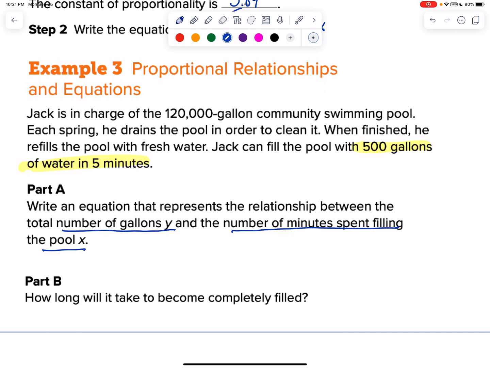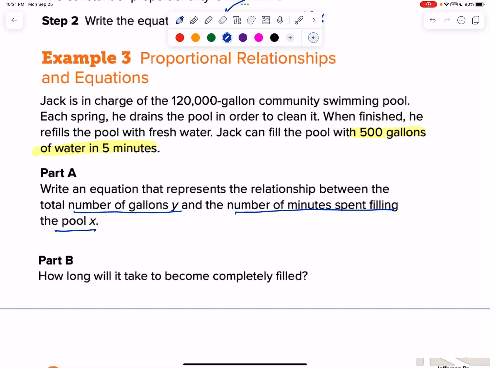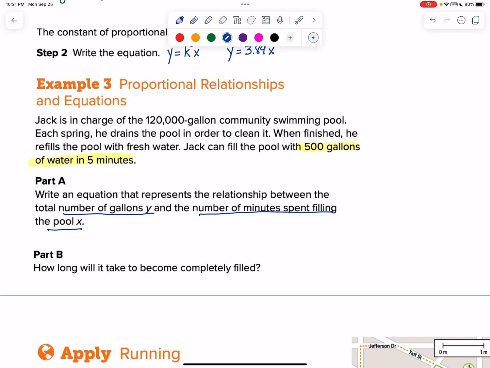Okay, so to show the proportional relationship as an equation, I need to first find the unit rate. Okay, so it's 500 gallons of water in 5 minutes. And they're saying gallons of water is y and number of minutes is x. So let's go ahead and find the unit rate of that. So we have gallons per minute. Okay, so we have 500 gallons for 5 minutes.